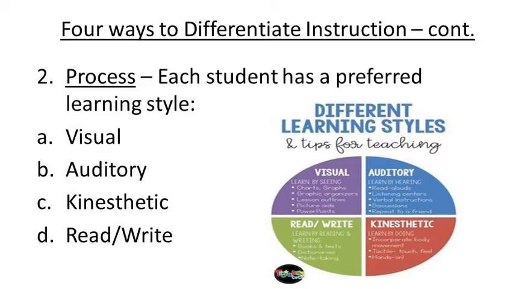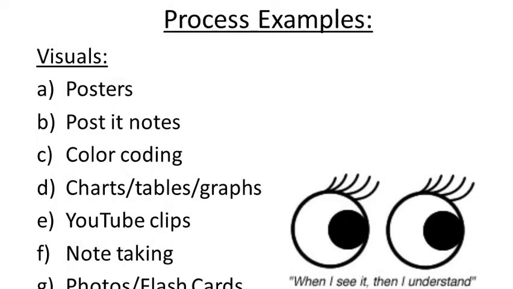And some examples you could use to help with that process would be provide textbooks for visual and word learners, or allow auditory learners to listen to audiobooks. Some examples you can use as far as visuals in the room, you could use posters, post-it notes, color coding, charts, tables, and graphs, YouTube clips, note taking, and then photos or flashcards. Remember, when I see it, then I understand.